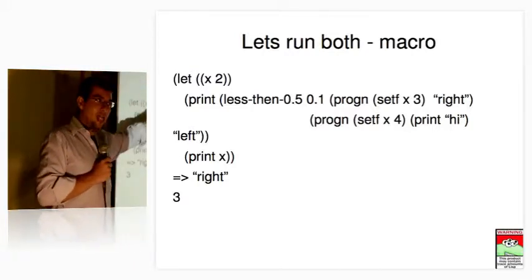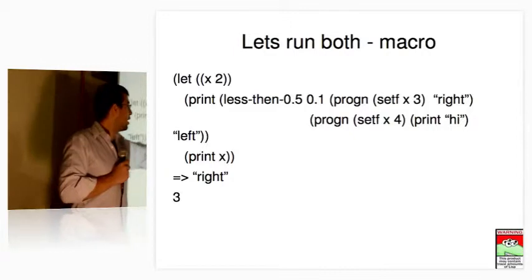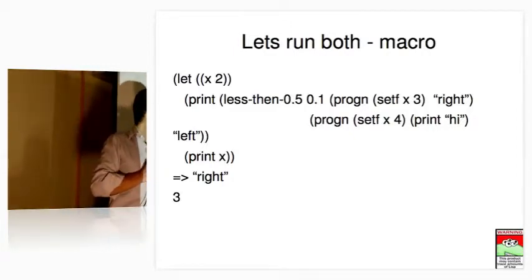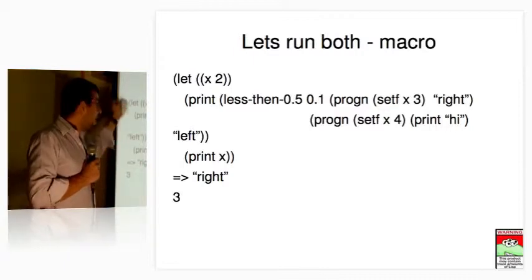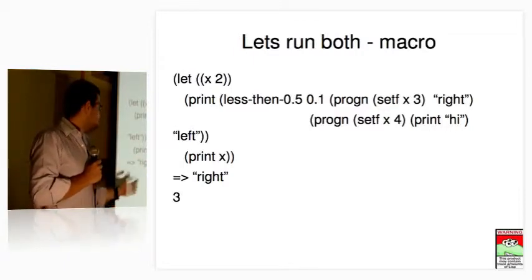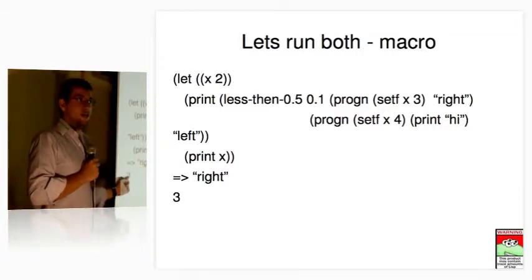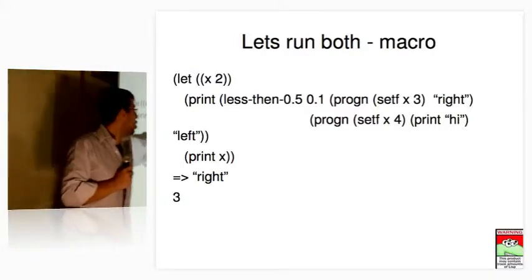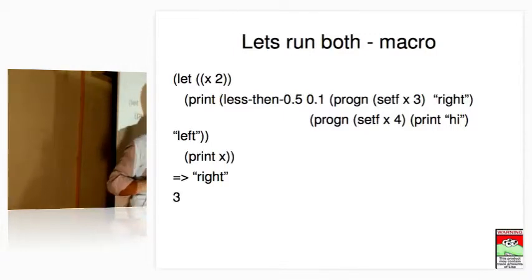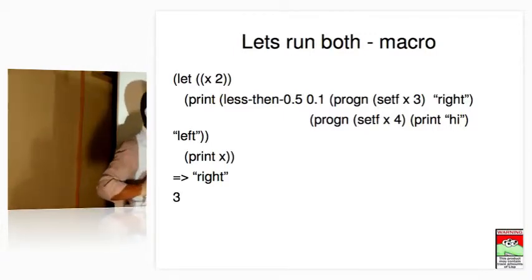And the other, the else, so this is the then. And the else is set x to 4 and print high and then return left. If I run this, what do I get as an output? I get right and 3. Why do I get this? Because 0.1 is less than 0.5, so only this value has been evaluated.